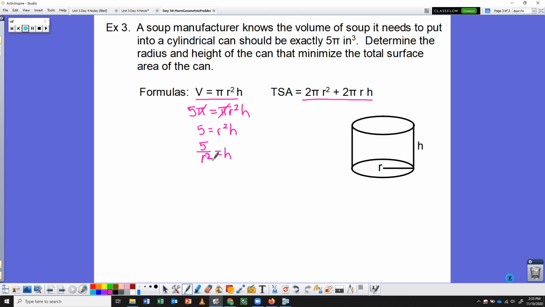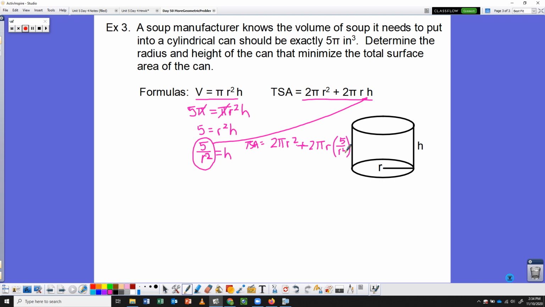Now the reason that I'm doing this is because we're going to use a process called substitution, whereby now that I know what h is equivalent to, it's equivalent to 5 over r squared, I can use that and replace it into my other formula. So now for my total surface area, I know it's going to be 2 pi r squared, so the total surface area equals 2 pi r squared plus 2 times pi times r times my height, which I'm replacing with 5 over r squared. And again, there's going to be some cancellation here.